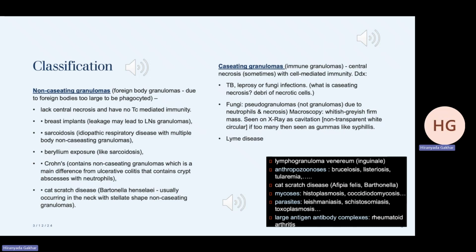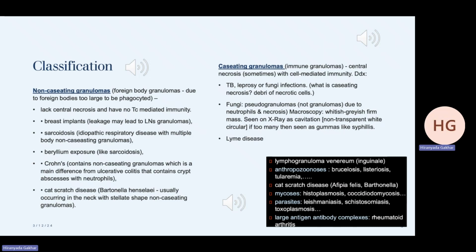The caseating granulomas are characterized by central necrosis and with the T cell mediated immunity. So, what makes them different from the non-caseating ones is that they have central necrosis and T cell mediated immunity. These granulomas are caused by tuberculosis, leprosy, fungal infections such as aspergillosis. There can also be pseudogranulomas, which are not true granulomas, and they are formed by neutrophils and necrosis. So necrosis along with neutrophils giving a similar appearance as that of granulomas, but because there are no macrophages, that is why we call them pseudogranulomas.